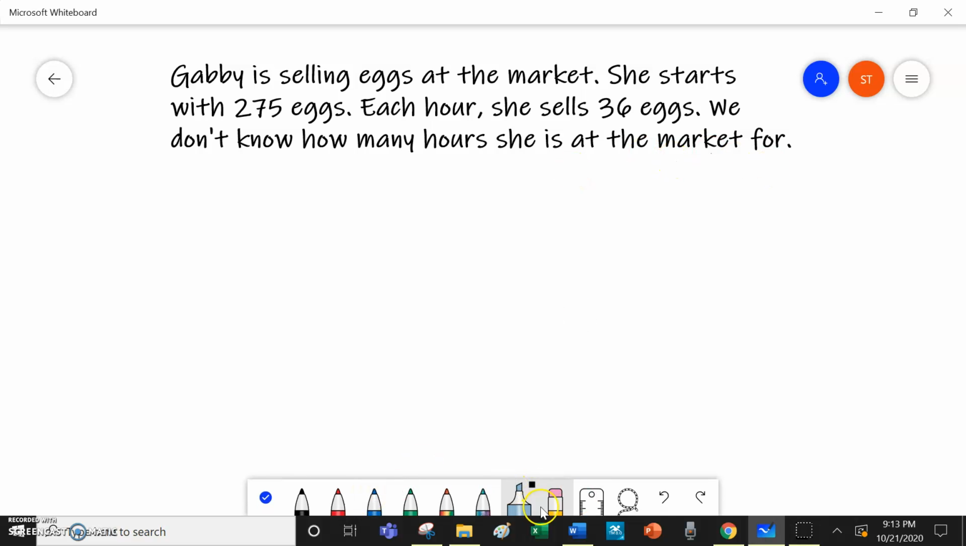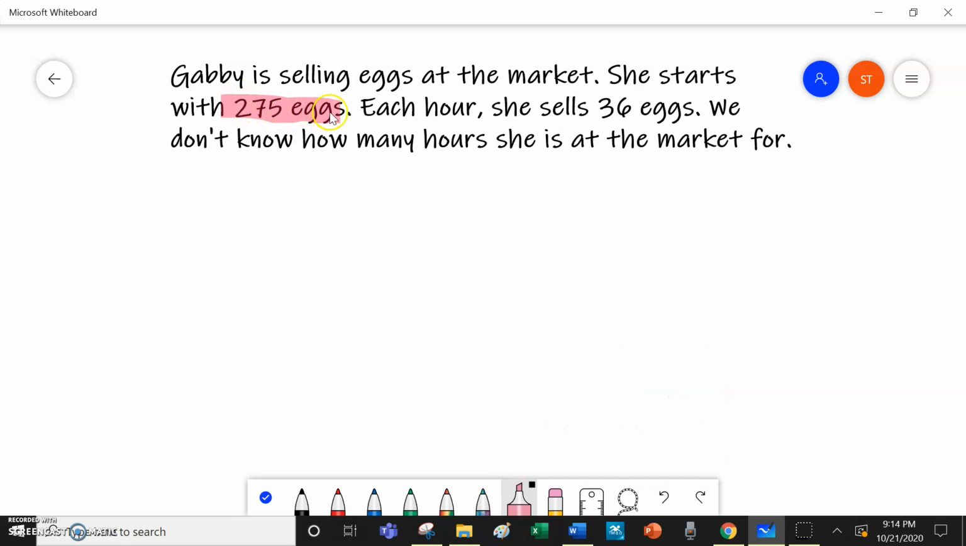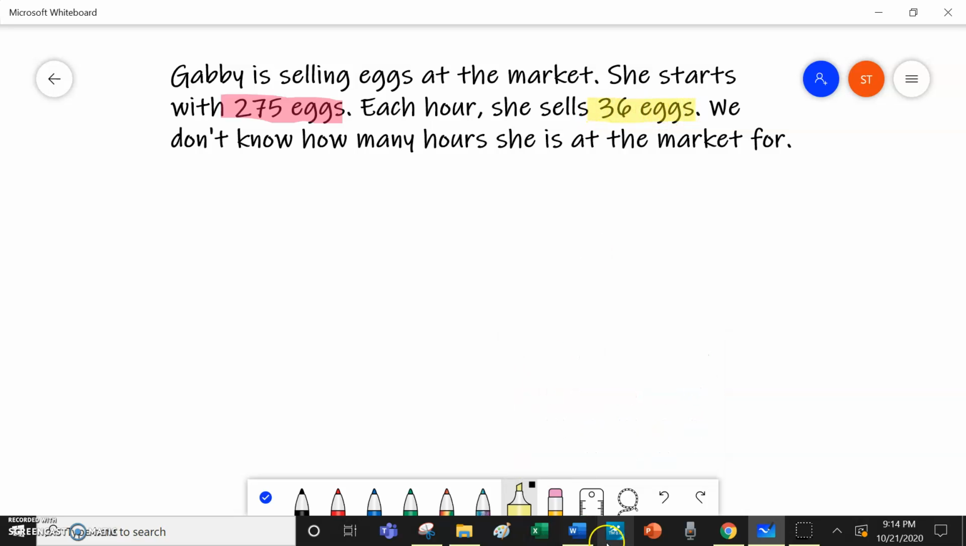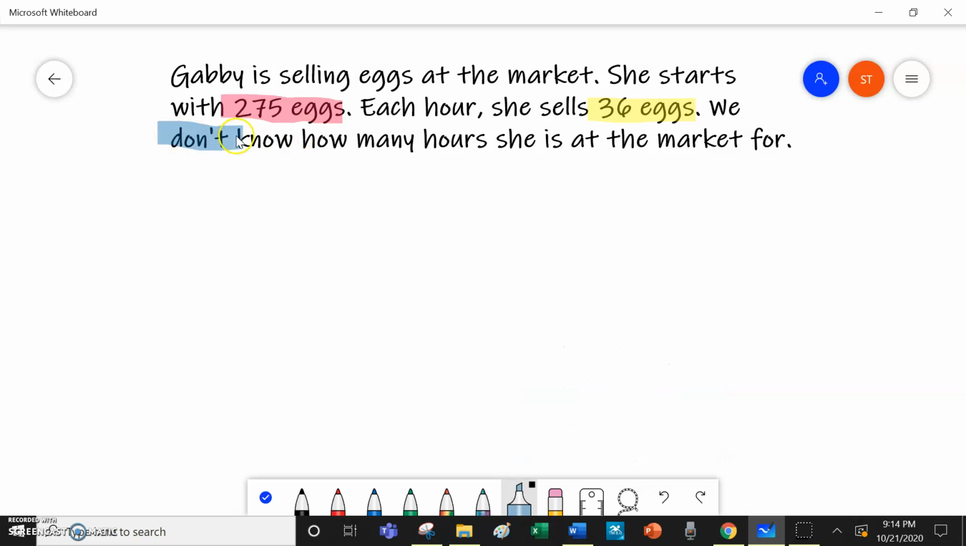In this situation, we know that Gabby is going to be starting with 275 eggs. This is not a number that will change. That is what she starts with. There's no variability there. We also know that she sells 36 eggs every hour. We don't know how many hours she's at the store for.